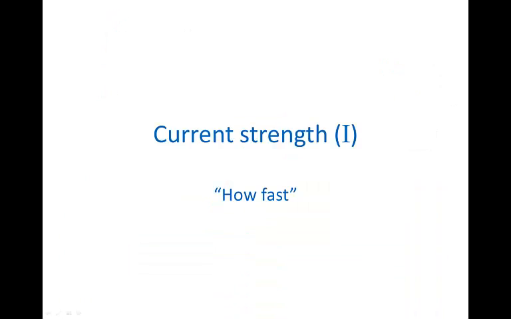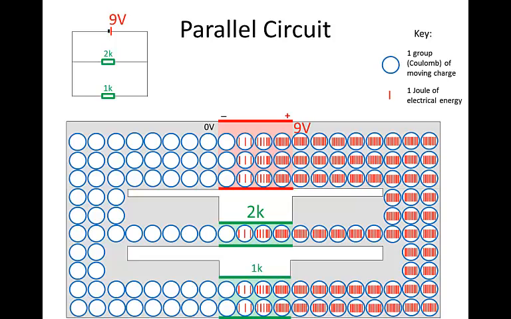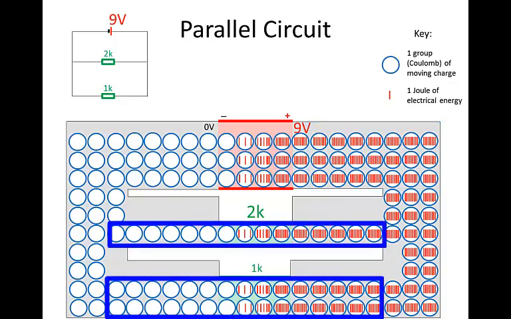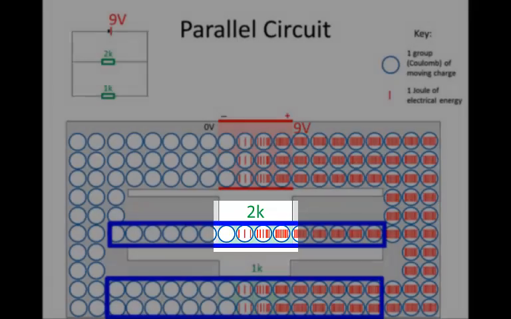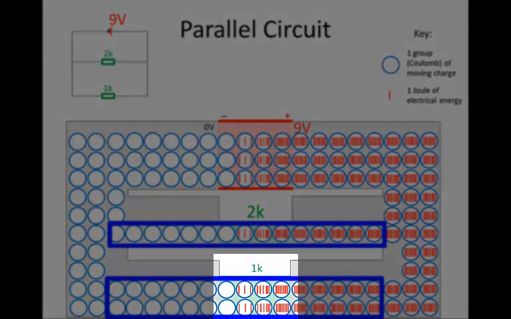Now let's speak about the current strength through various parts of the circuit. Current strength refers to how quickly the charges move, or more exactly, how many groups of charge move through a point per second. How many coulombs move through a point per second. We can understand this better by thinking about this circuit like having a very wide main road which splits into 2 roads. One road is just a single road, only one row of cars can drive on it. That's like the 2K resistor. Then the other road is like a wide road where 2 cars can drive next to one another. That's like the 1K resistor.